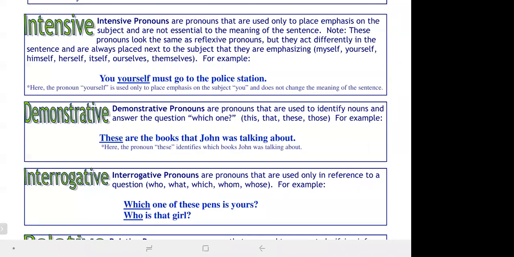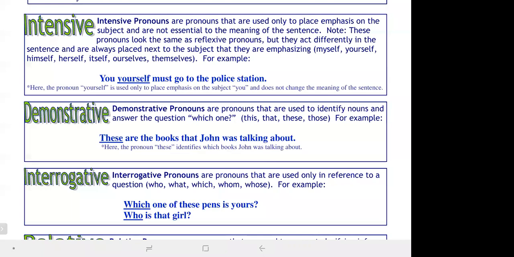Remember, the previous ones, the ones that we said refer back or are the objects of the sentence, are the same in form. They are like myself, yourself, himself, and so on. With intensive, they are the same. But because they are used to give emphasis on the subject, they come right next to the subject. Their place is next to the subject.